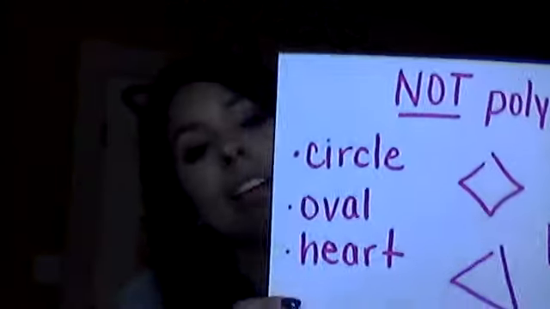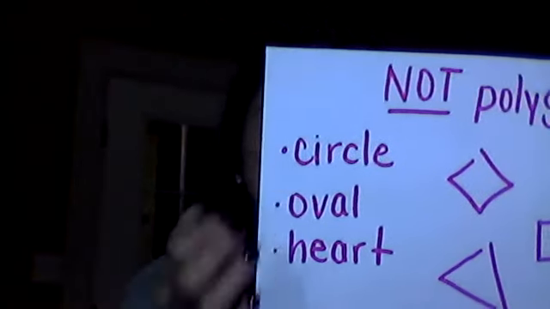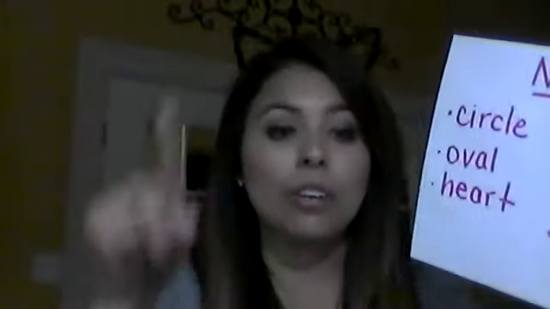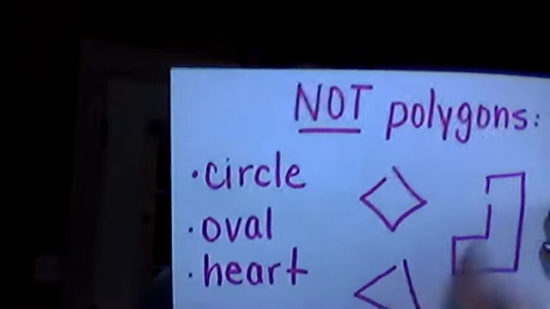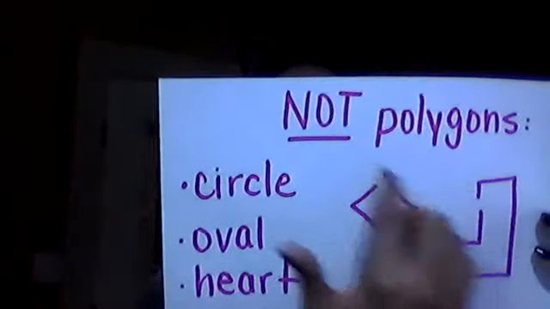So going on that, what is not a polygon? Not polygons would be a circle, an oval, a heart, because they all have curved edges on them. Or even a figure that is not closed. In this case, these are all not polygons because they still have these little openings here that just don't work. Alright? So these are your not polygons, or non-polygons, if that's what you want to say.